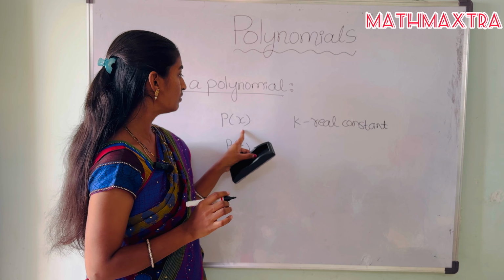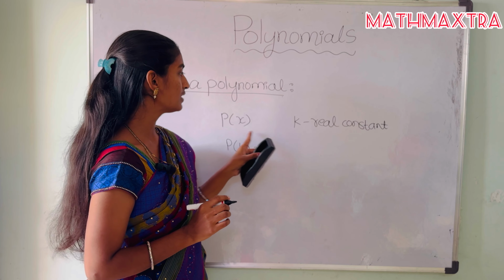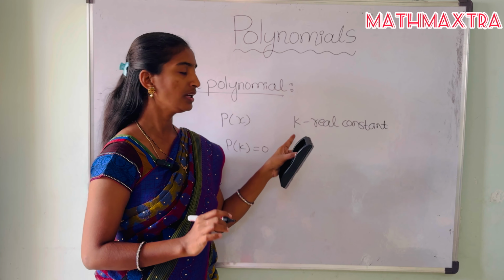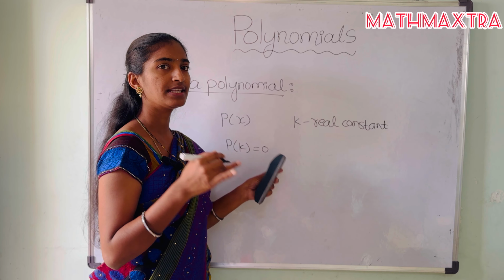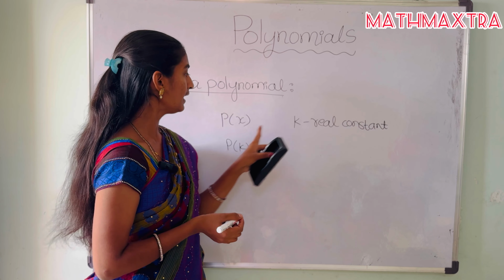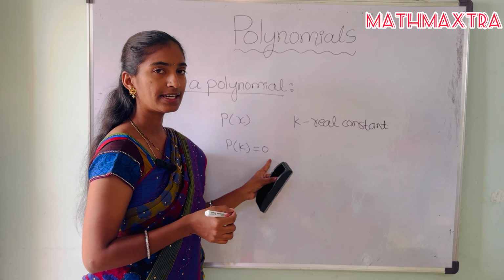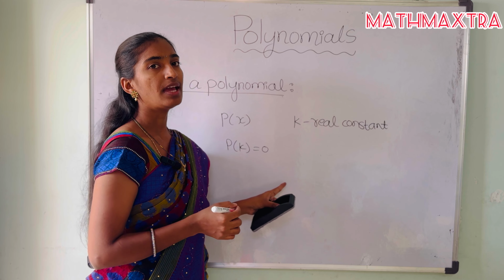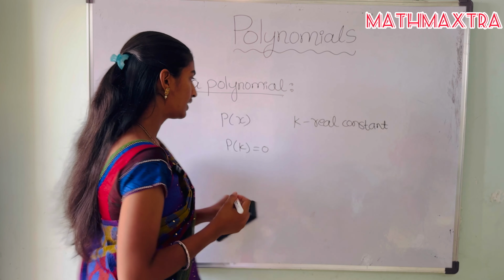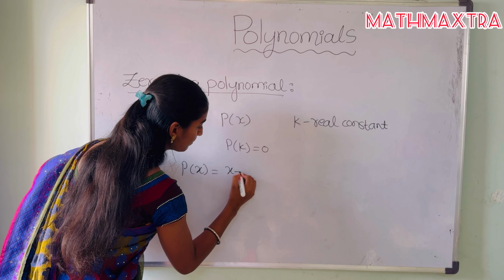Means we have one expression in p of x format. So in place of x, if we substitute the value of k, yes, k value is given, we have to check whether this k is a 0 of the polynomial or not. So what we have to do? We have to substitute k in place of x. Then if you get the value of that entire expression equal to 0, then automatically this k becomes a 0 of that polynomial.